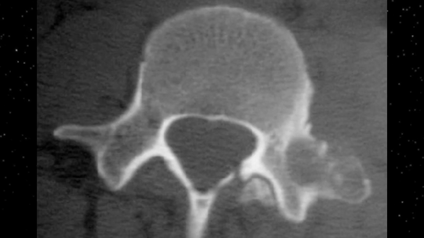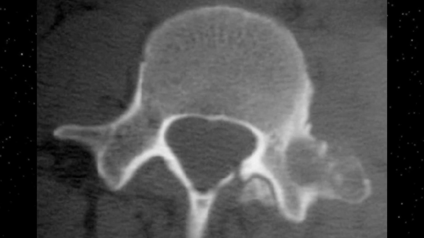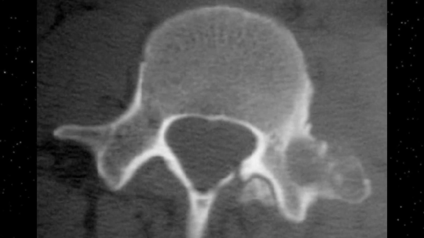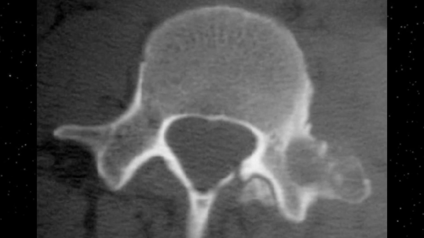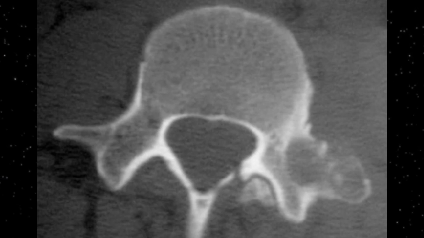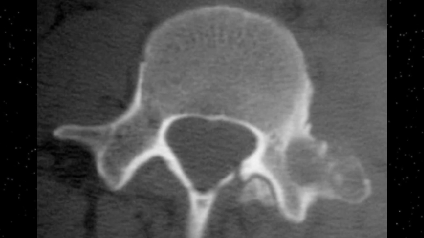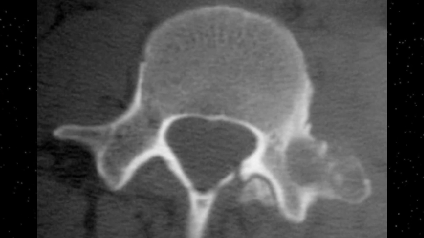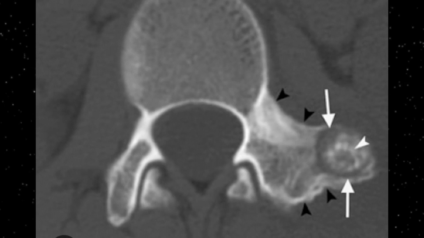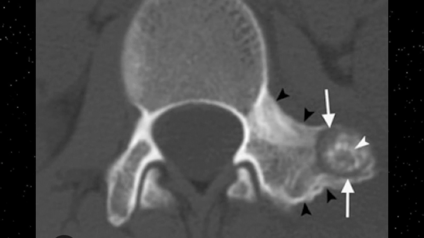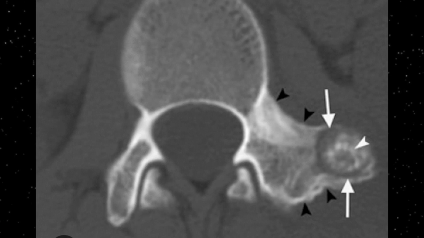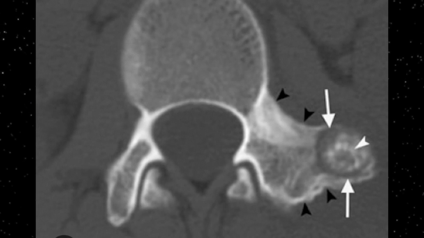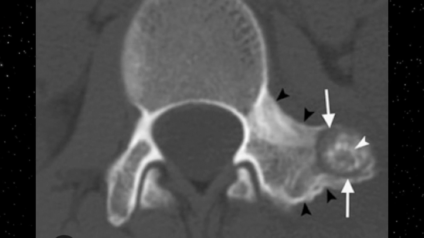On the right side, the transverse process is distended with a well-defined hypodense lesion having central calcific foci. This is the exact location of osteoblastoma, and it will appear on CT images like that. Another image is also shown here, where you can appreciate a well-defined hypodense lesion with central mineralization. This is a typical site for osteoblastoma.